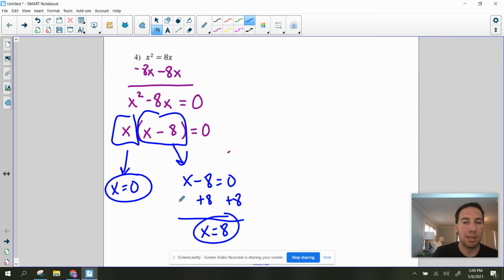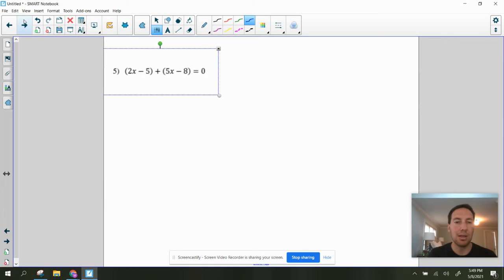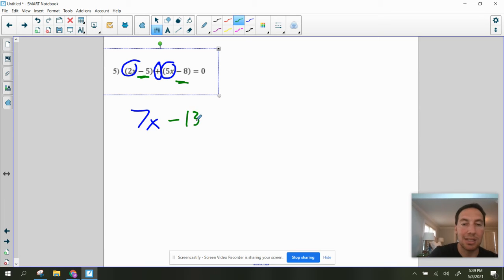All right, let's take a look at number 5, I think. The tricky part about this one is it's not actually zero product property because look, there's an addition sign here. So in this one, you're actually just going to combine like terms. I've got 2x plus 5x, that's 7x. I've got minus 5 and minus 8, that's minus 13. And now you just solve it like a good old-fashioned equation.